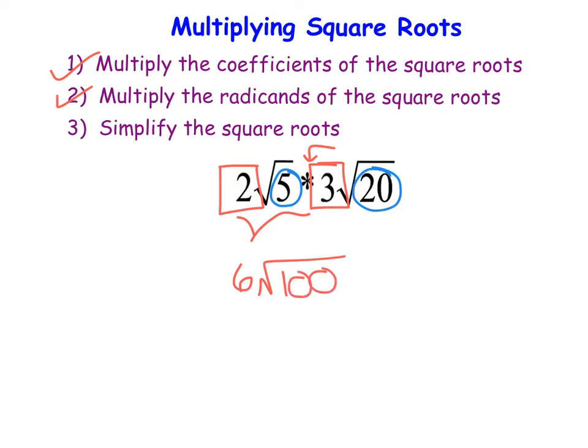And then we simplify the square root. Well, here I notice that 100 is in fact a perfect square. So the square root of 100 is 10. So I rewrite that as 6 times the square root of 100, which is 10. And that becomes 60.